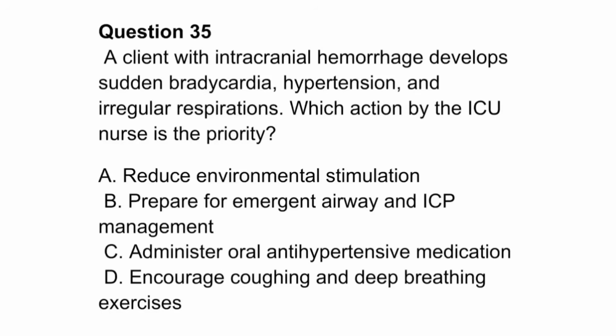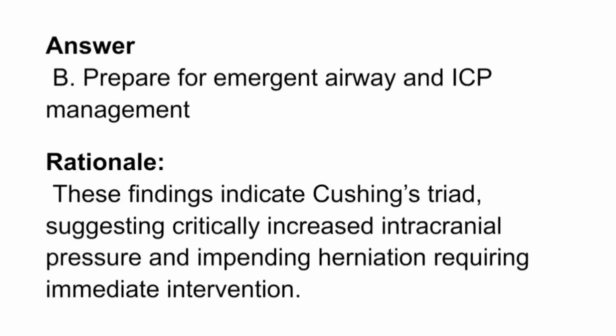Question 35. A client with intracranial hemorrhage develops sudden bradycardia, hypertension, and irregular respirations. Which action by the ICU nurse is the priority? A. Reduce environmental stimulation. B. Prepare for emergent airway and ICP management. C. Administer oral antihypertensive medication. D. Encourage coughing and deep breathing exercises. Answer: B. Prepare for emergent airway and ICP management.